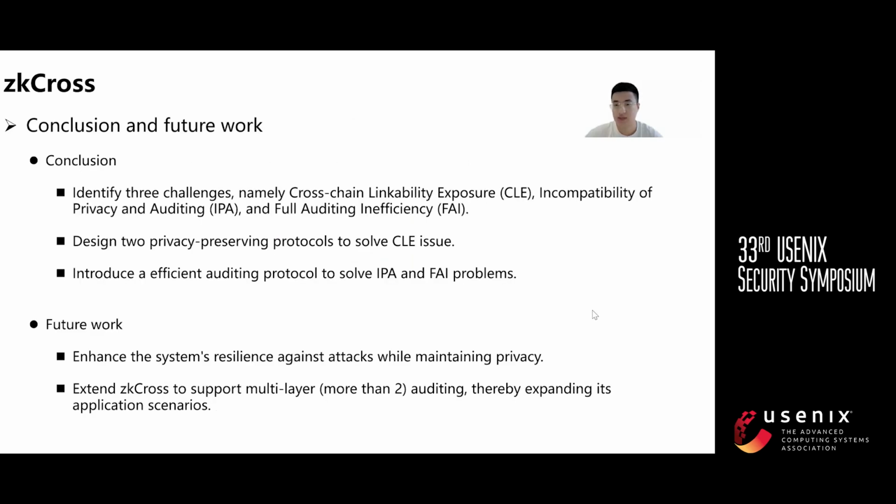In conclusion, we identify three important challenges in cross-chain privacy-preserving auditing, namely cross-chain linkability exposure, incompatibility of privacy and auditing, and auditing inefficiency. To overcome these challenges, we propose zkCross, which is a novel two-layer cross-chain architecture equipped with three cross-chain protocols to achieve privacy-preserving cross-chain auditing. Among these three protocols, two are privacy-preserving cross-chain protocols for transfer and exchange, respectively, and the third one is an effective cross-chain auditing protocol.